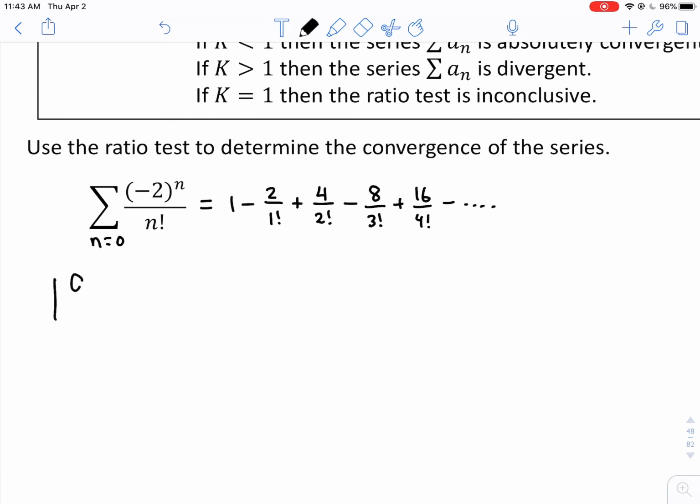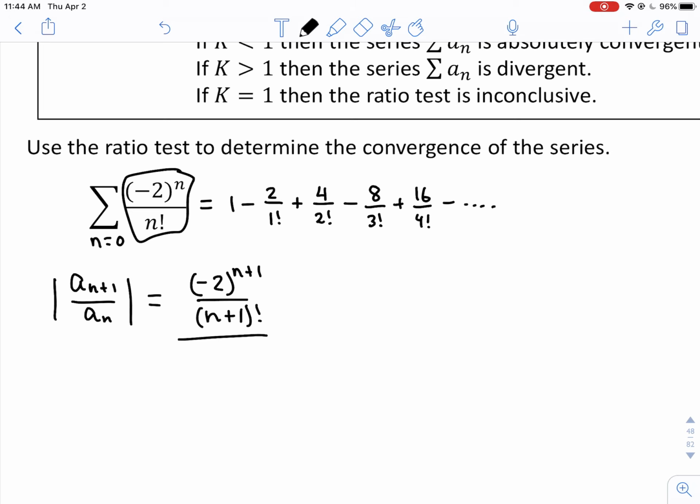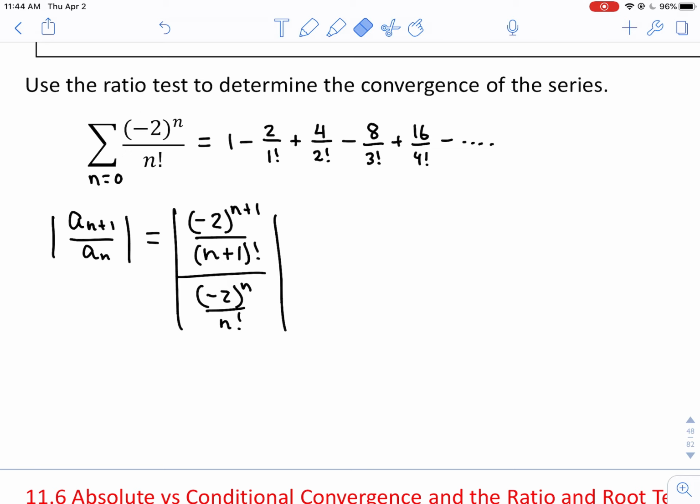We're going to set up a sub n plus 1 over a sub n and then put it in absolute value bars, where this is the a sub n that we're referring to. Now what a sub n plus 1 means is write this expression down, but change all the n's to n plus 1s. So we have negative 2 raised to the n plus 1 over (n plus 1) factorial. And then divide that by a sub n. And then put this in absolute value.